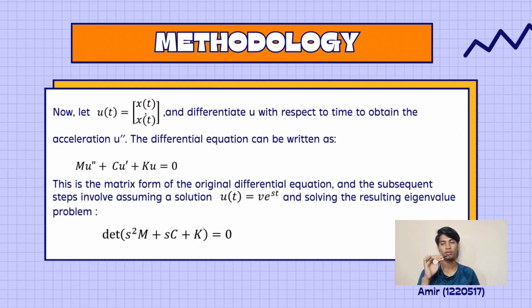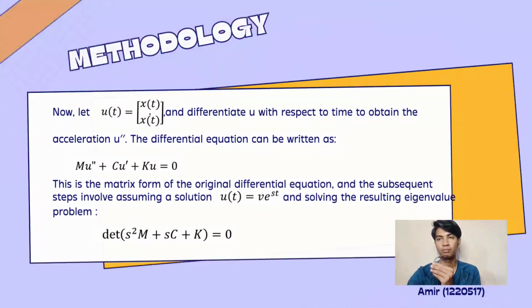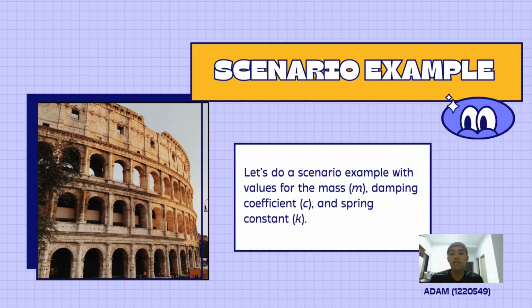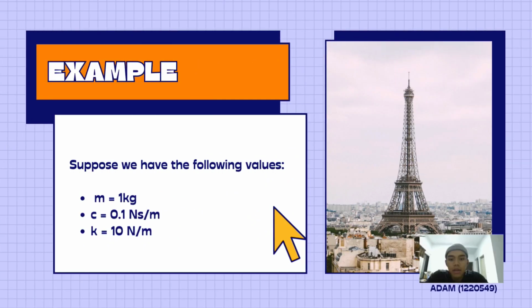So the eigenvalue problem is determinant of (s²M + sC + K) equal to 0. The solutions for s in the characteristic equation are the eigenvalues, and the corresponding eigenvectors v provide information about the mode shapes of the vibrating system. Let's do a scenario example with values for the mass, damping coefficient, and spring constant.